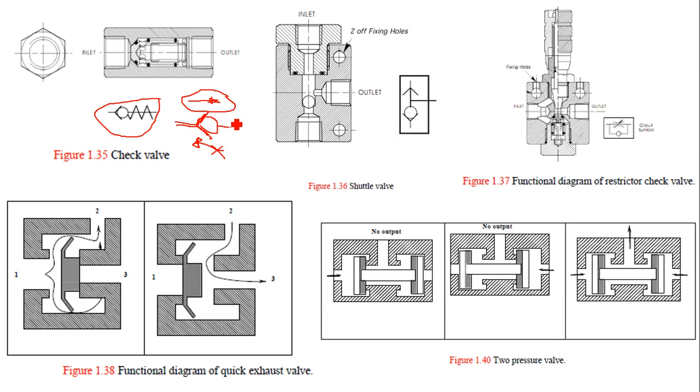So this is non-return valve, or one-way valve, or check valve. Okay, so this ball is generally held by the spring force. See here, spring force. So it is held on the seat by using the spring force, and to lift it, the pressure applied should be equivalent to the force applied by the spring. Okay, so physically they are there. So shuttle valve, functional diagram, restrictor check valve, function diagram, quick exhaust valve, and two pressure valves. So these are the different types of check valves used in the industry.